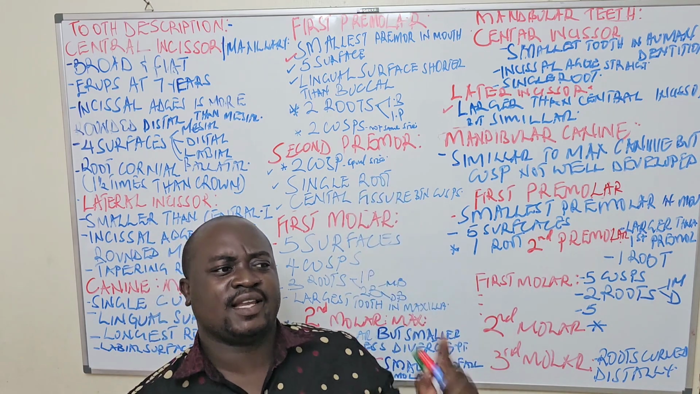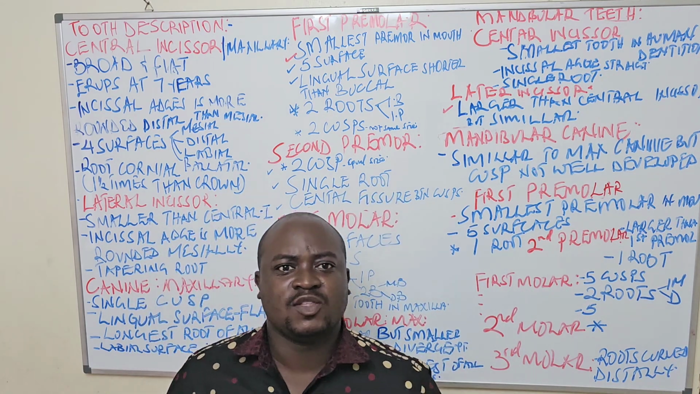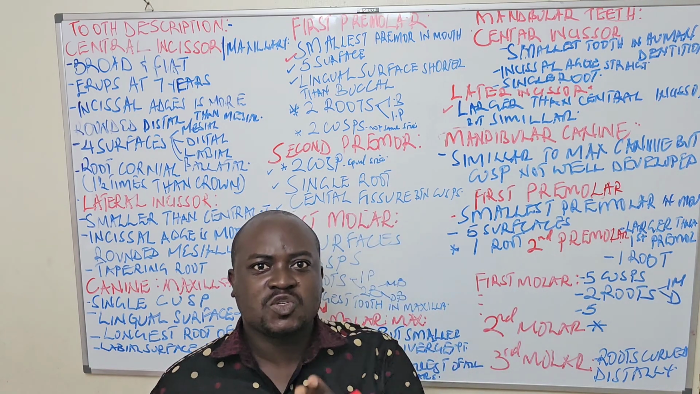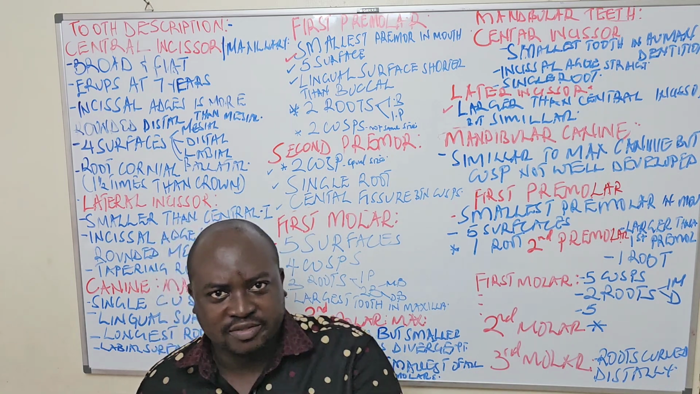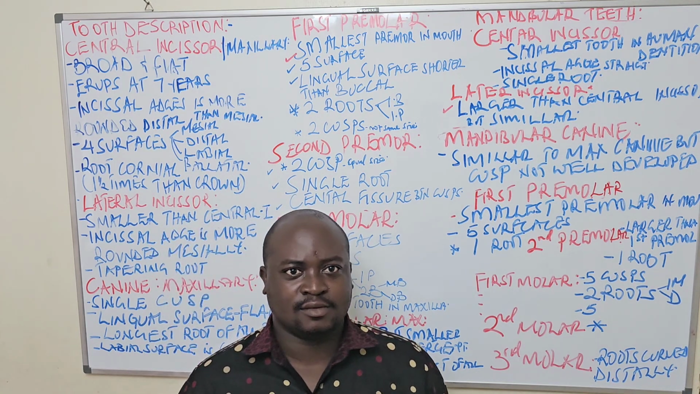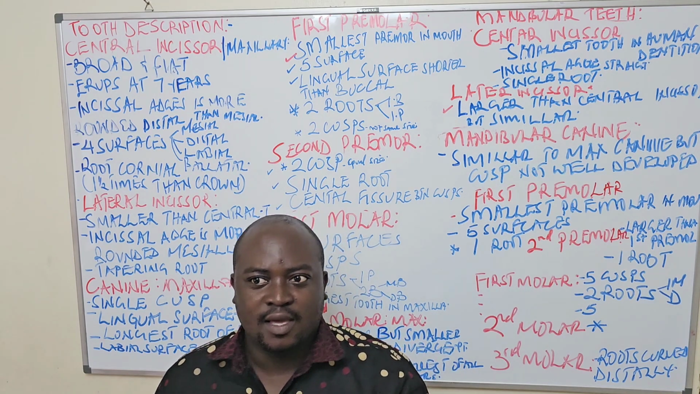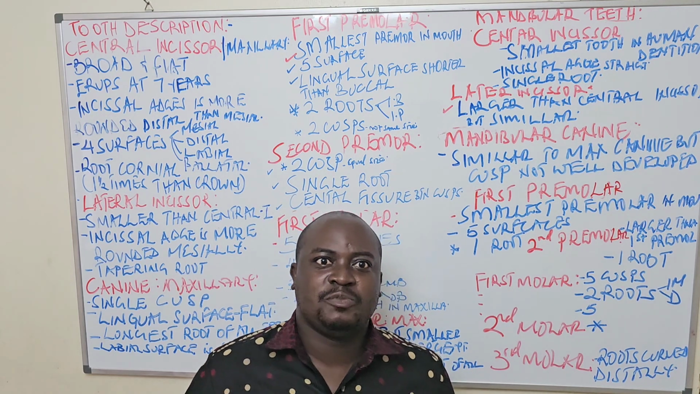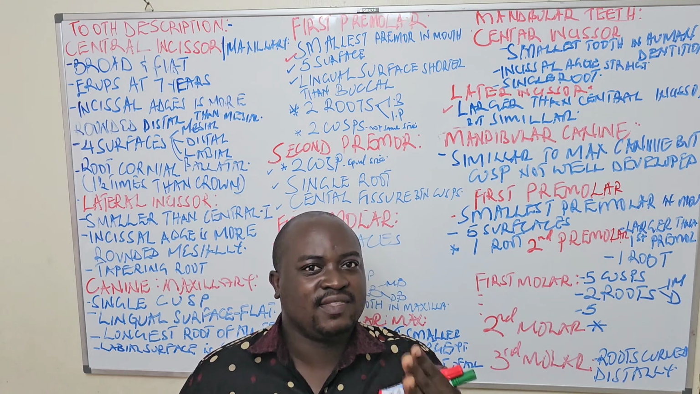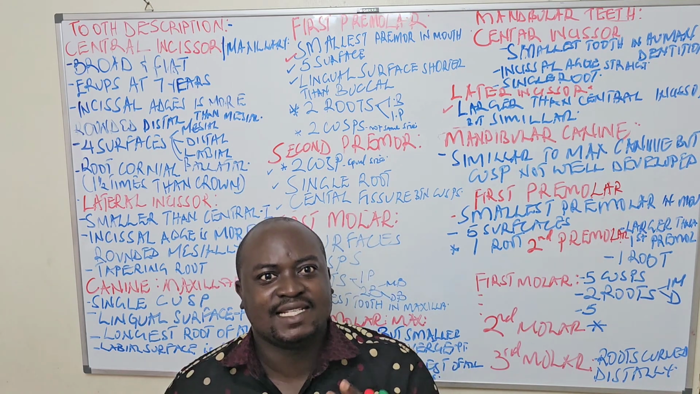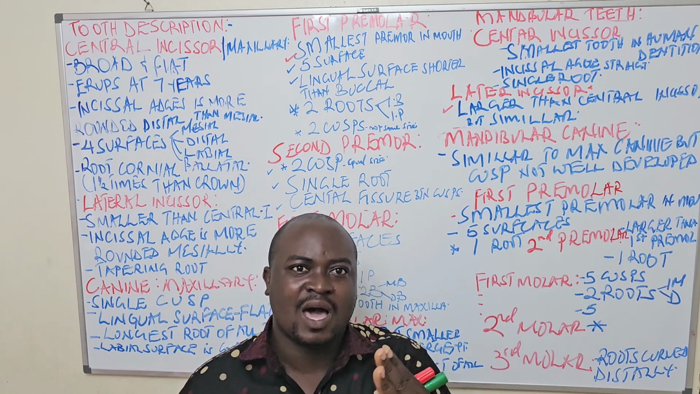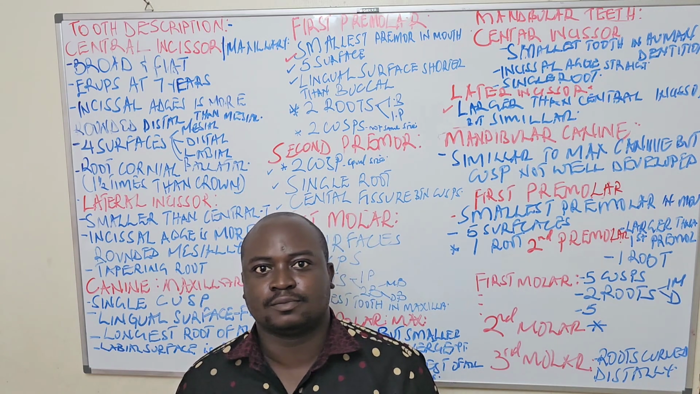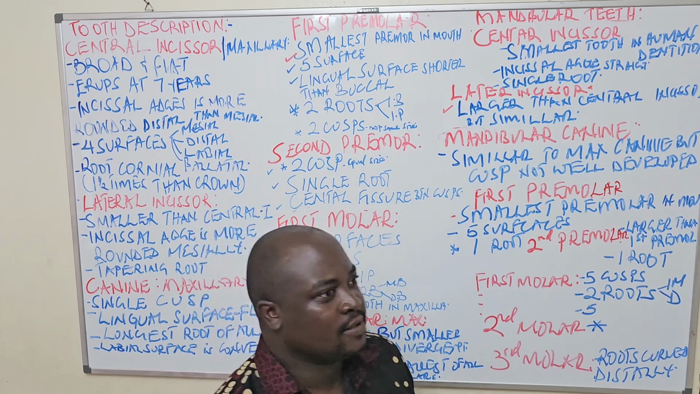What is the importance of this lecture? Usually in your practical exam, you shall be given a specimen which will be in the form of an extracted tooth, and you shall be required to identify that particular tooth. You shall be required to give reasons why you think it is that particular tooth. And it is this lecture that is going to help you identify that particular tooth in your practical exam. We begin.